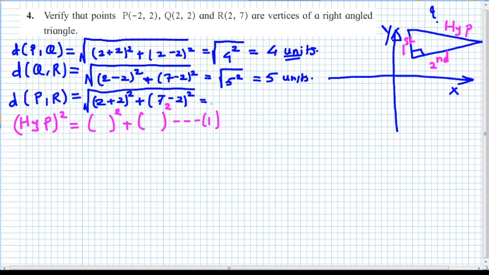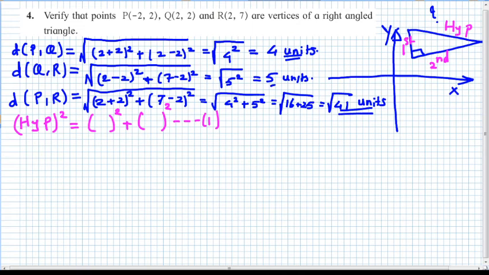It will be square root of 4 square plus 5 square. That will be square root of 16 plus 25, and that will be square root of 41 units, right? So now we have all three distances. We have the PQ, we have QR and PR. Okay, so now we want to check whether it fits in equation 1. Is the LHS equal to RHS?